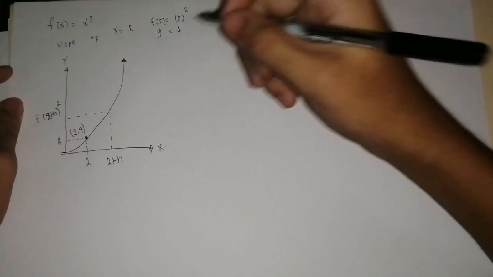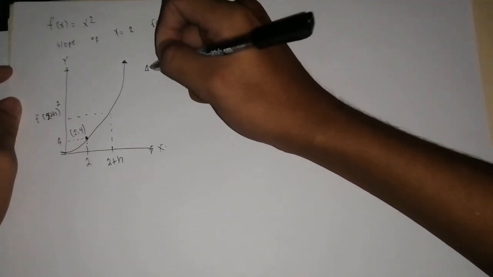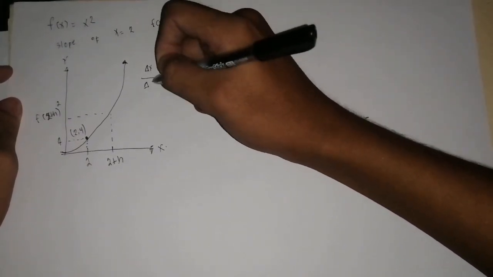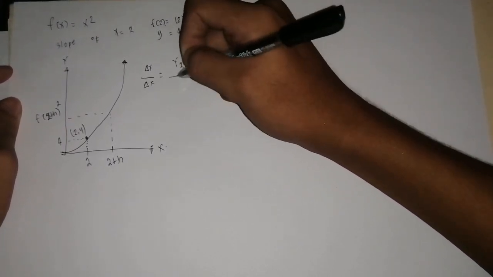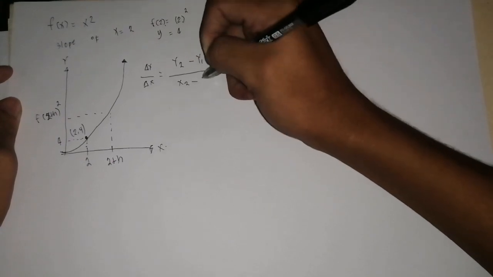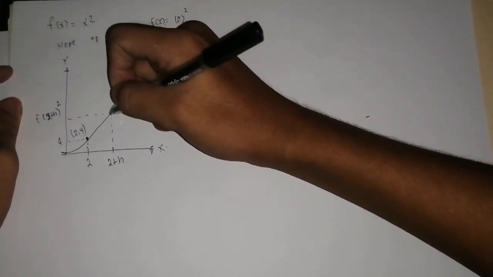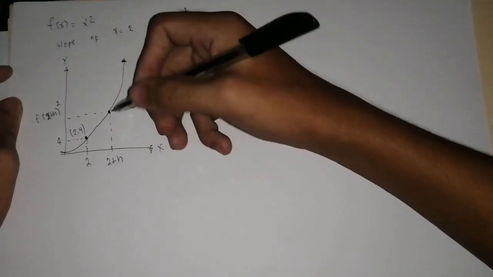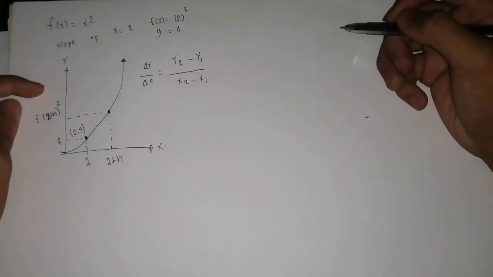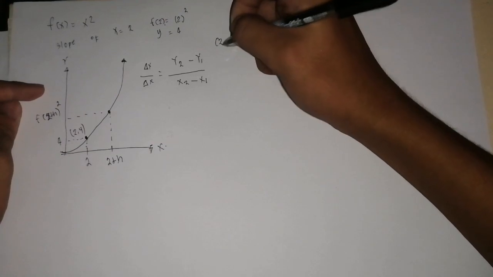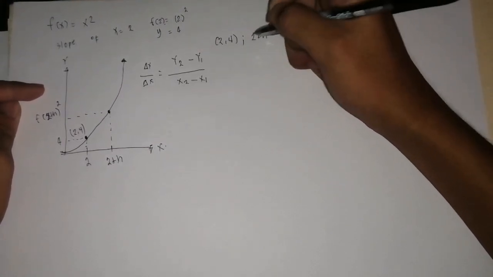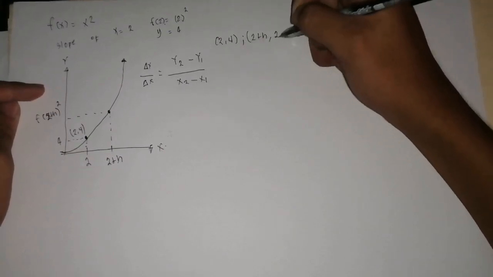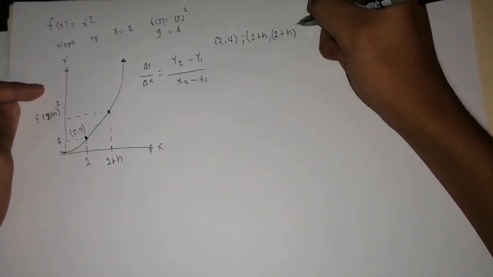So, ano ba yung formula ng slope? Slope is change of y over change of x. So, y sub 2 minus y sub 1 all over x sub 2 minus x sub 1. So, this is yung isang point, then dito yung isang point. Hinahanap natin yung slope niyan. So, ano ba yung unang point? Yung unang point is (2, 4). Then, yung isang point is 2 plus h, then (2 plus h) squared.